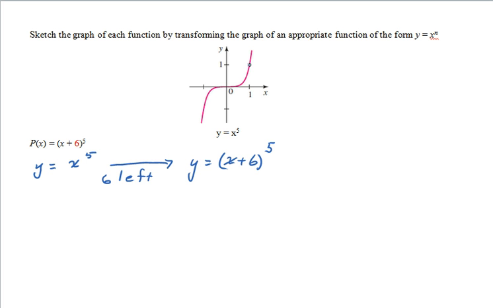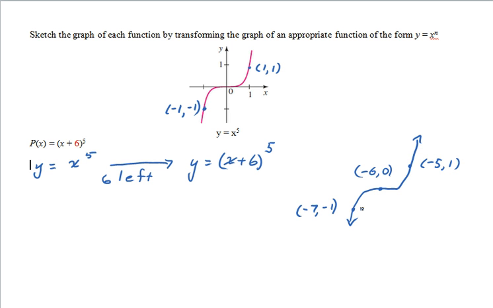Now the graph originally went through (1, 1), (0, 0), and (negative 1, negative 1). So the new graph will be going through (negative 6, 0), (negative 5, 1), and (negative 7, negative 1). The graph will look something like this. Should be the same shape as the original, moved 6 units to the left.